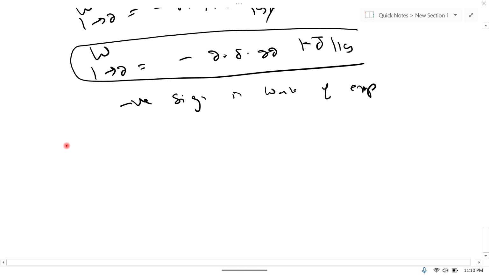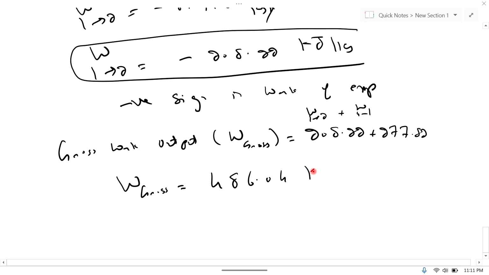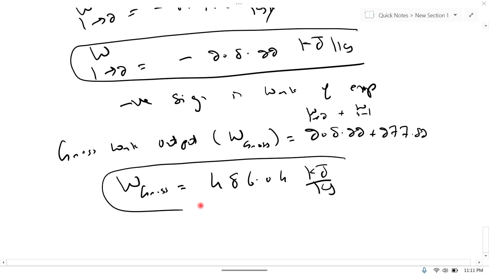Now work output, or gross work output, or gross work, is equal to adding these two values: 208.22, work done from 1 to 2, plus work done from 4 to 1, 277.82. So gross work is equal to 486.04 kilojoule per kilogram.